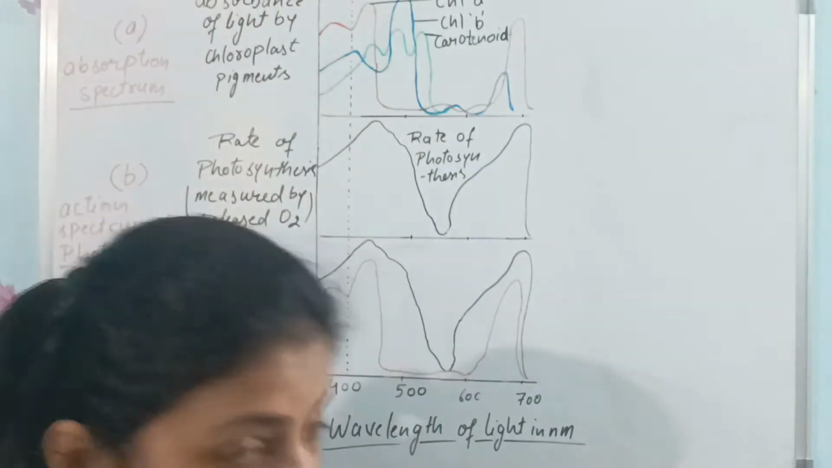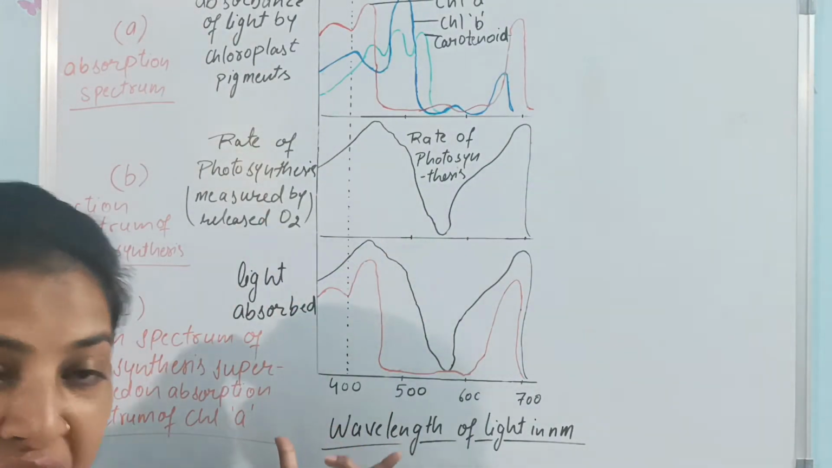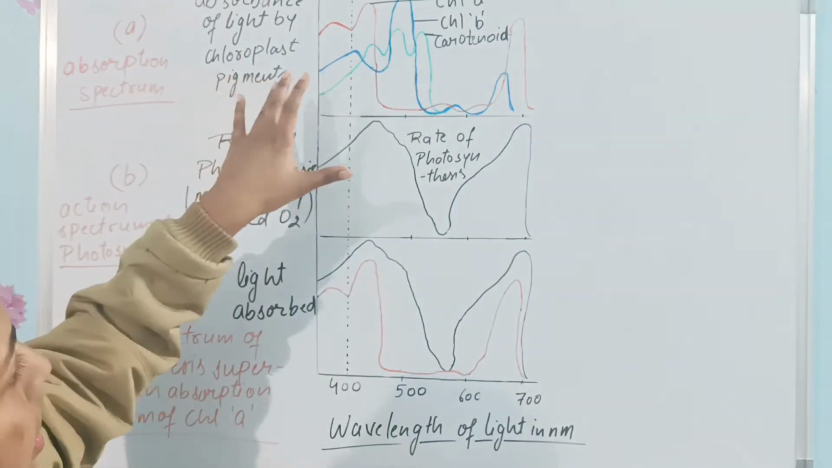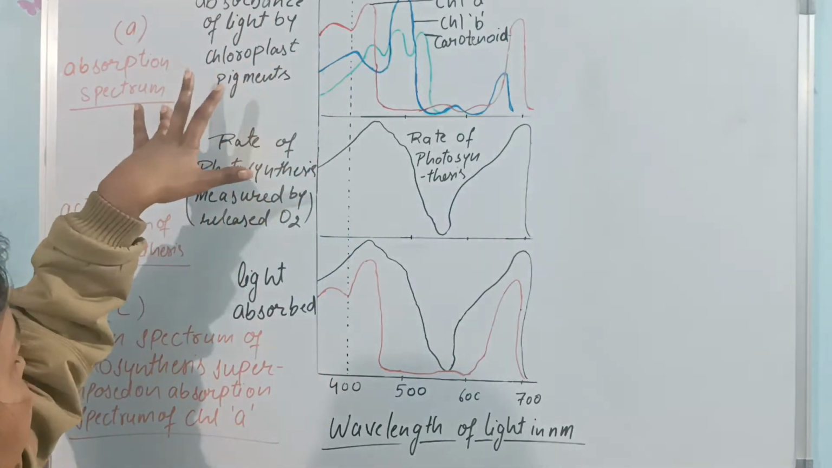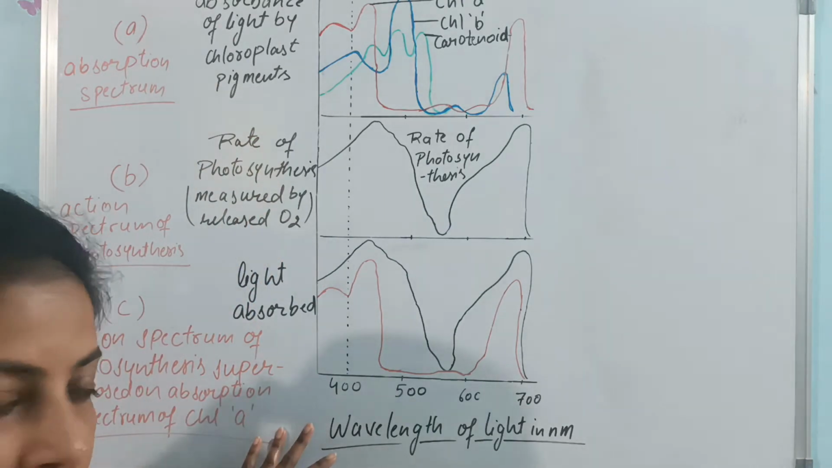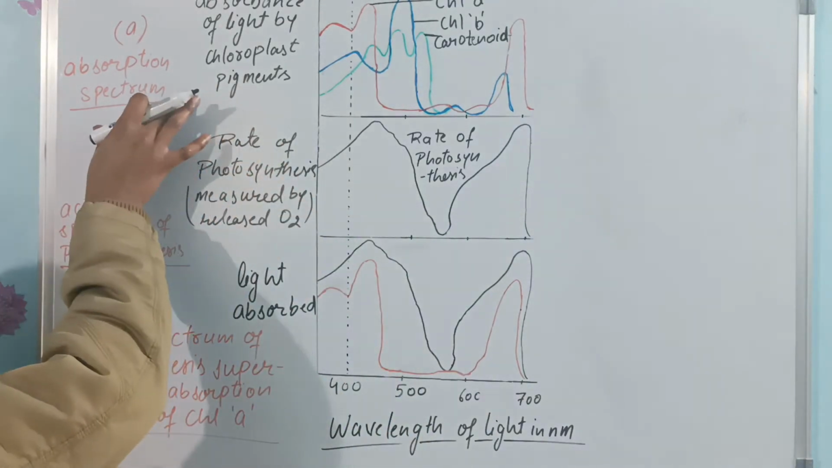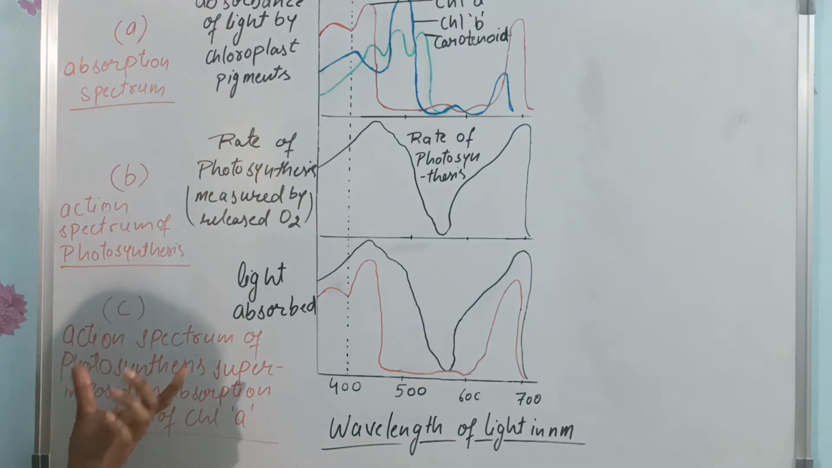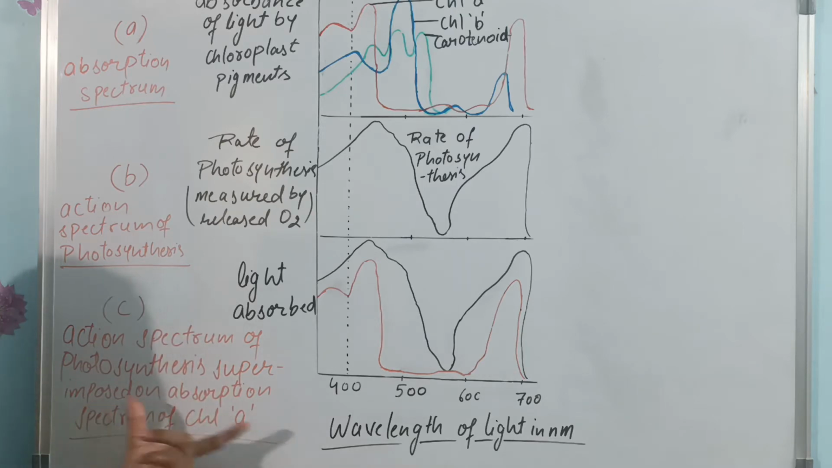So students, see the diagram. Here we have three graphs: the first, A, then B, then the third graph, C. The A graph is the absorption spectrum, the B graph is the action spectrum of photosynthesis, and the C graph is the action spectrum of photosynthesis superimposed on the absorption spectrum of chlorophyll A.